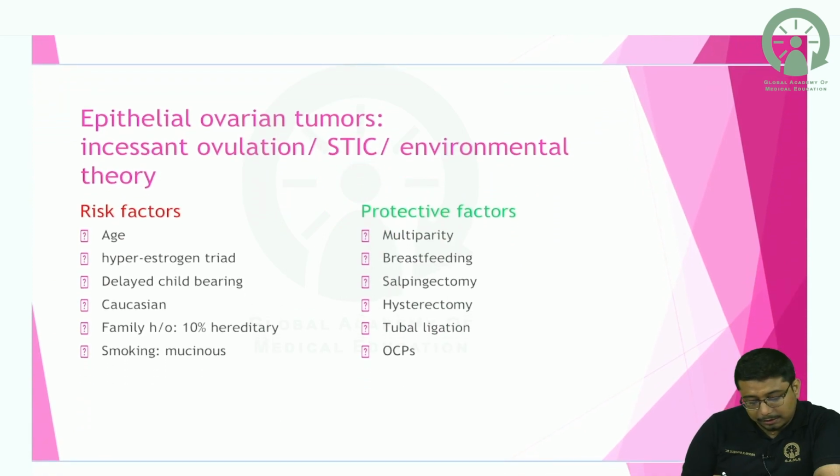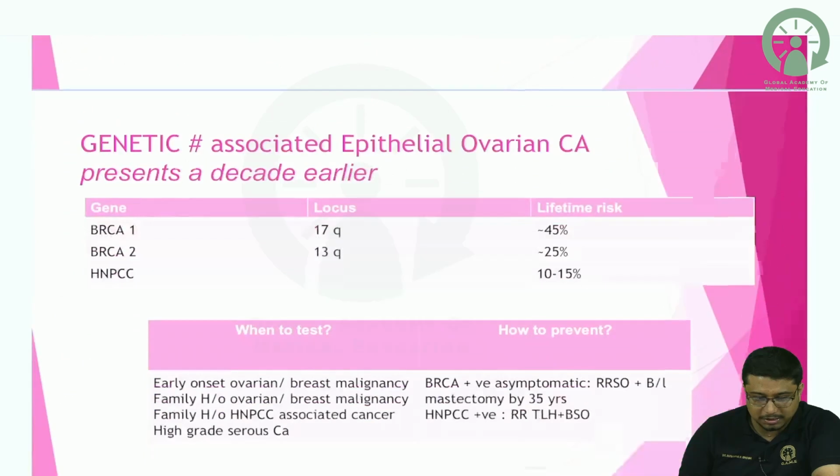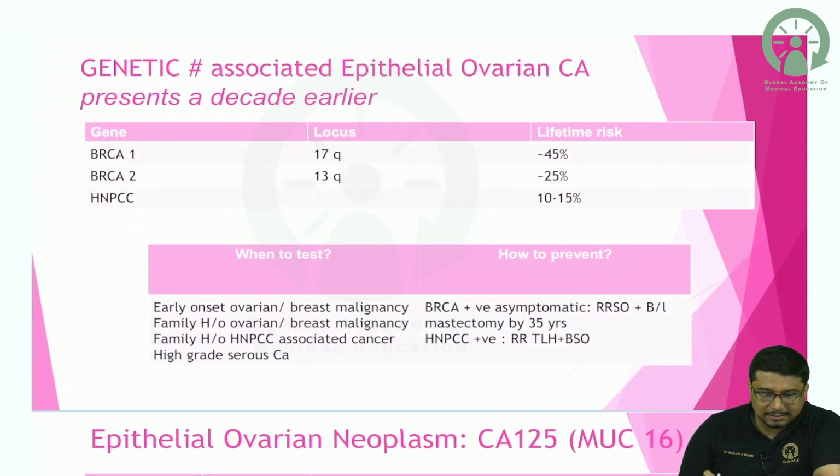So again, for ovarian tumors, the protective factors are multiparity, breastfeeding, salpingectomy, hysterectomy, tubal ligation, and OCPs. On the other hand, risk factors are age, the hyperestrogen triad that we have seen, then delayed childbearing, Caucasian race. 10% of them are hereditary, and smoking is a risk factor, particularly for the mucinous type. Okay, so these are the genetically associated cancers: 17q, BRCA1, 13q is the location of BRCA2, and HNPCC.